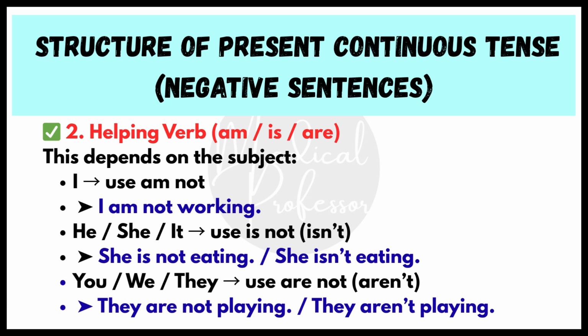Number 2, helping verb: am, is, are. This depends on the subject. With I, use am not. For example, I am not working. With he, she, it, use is not or isn't. For example, she is not eating or she isn't eating. With you, we, they, use are not or aren't. For example, they are not playing or they aren't playing.